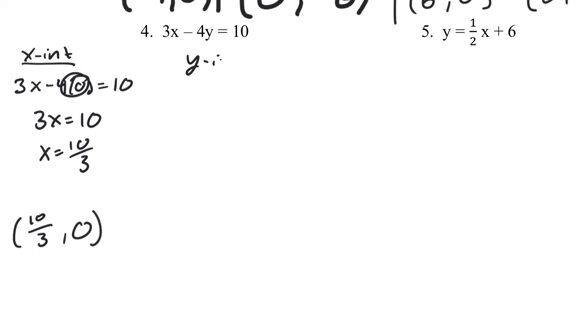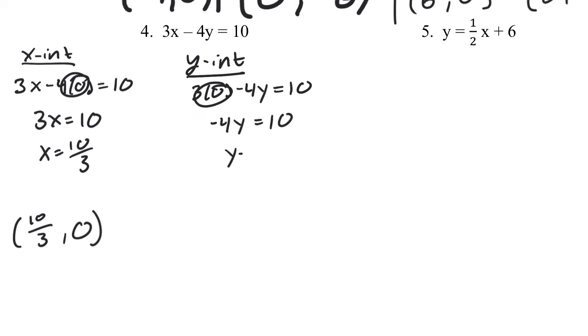Now finding our y-intercept, this time we're going to let x equal 0. So 3 times 0 minus 4y equals 10. That's just 0, so we have negative 4y equals 10, or y equals negative 5 halves. Just make sure you're always reducing as much as possible. Last step is to write it as its coordinate point, 0, negative 5 halves.